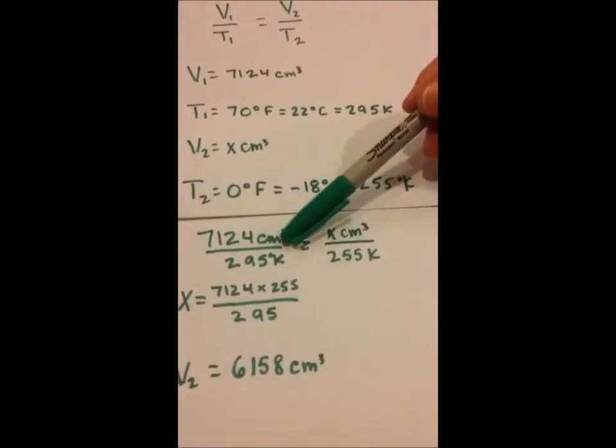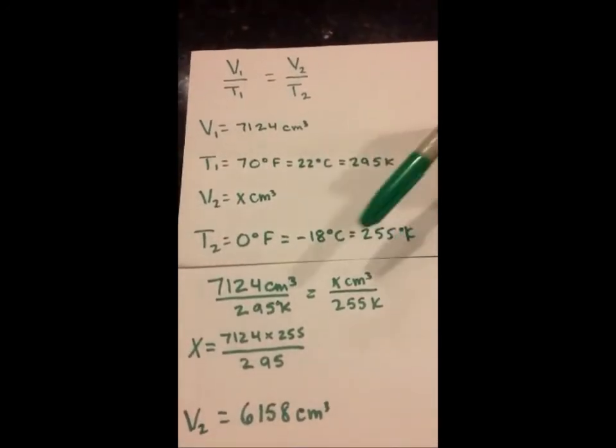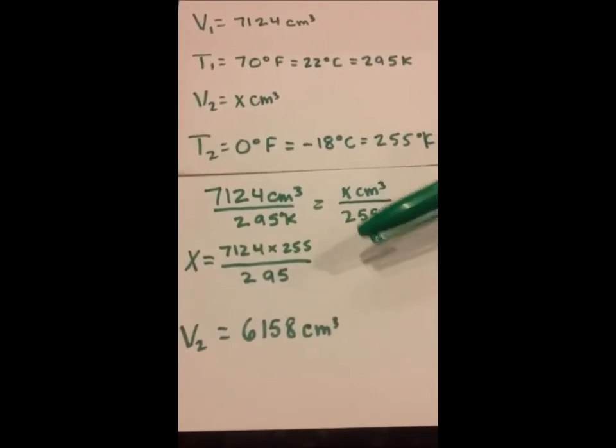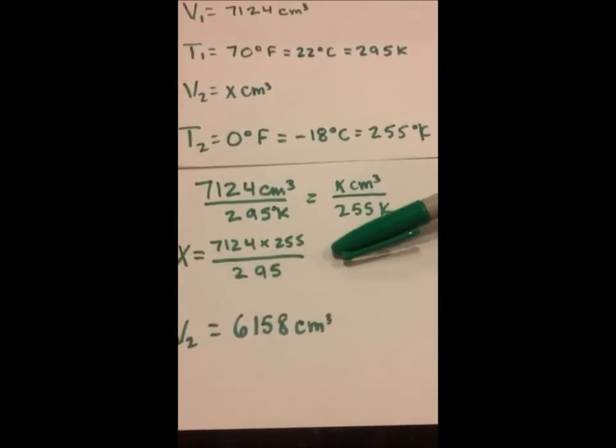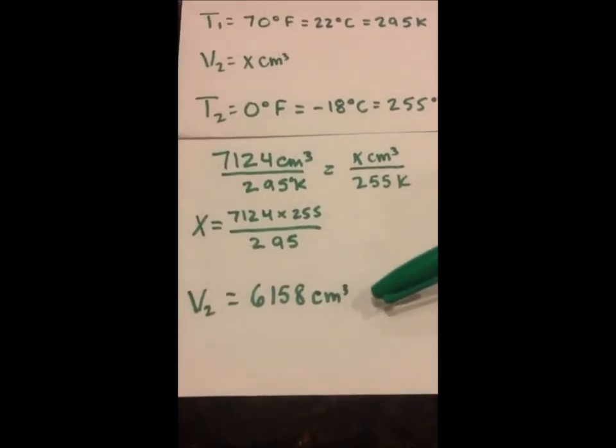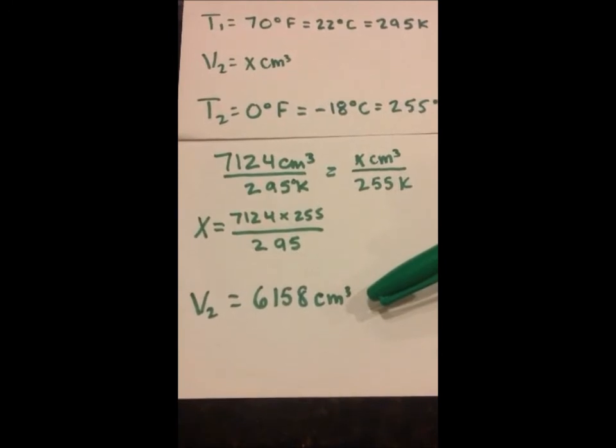I plugged in the variables and got this equation, and then I solved for X, which is 7,124 times 255 divided by 295, and X turned out to be 6,158 cubic centimeters, which is also the second volume.